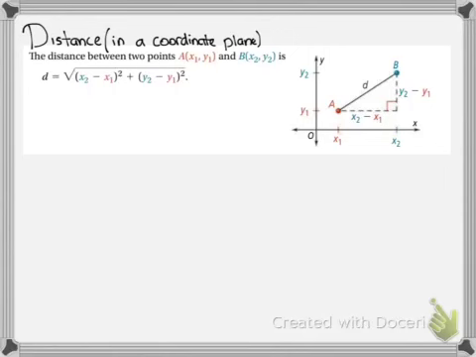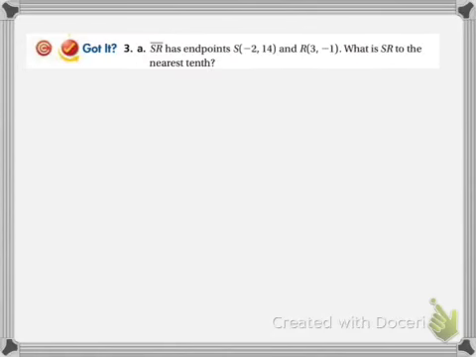With distance in a coordinate plane, we have a formula to use. If we have two coordinates and we want to find the distance between them, we can use the distance formula, which tells us that distance is the square root of x2 minus x1 squared plus y2 minus y1 squared. Let's look at that within a problem. We want to find the distance of SR, so we're going to use the distance formula. Again, I'm just going to rewrite the distance formula here.